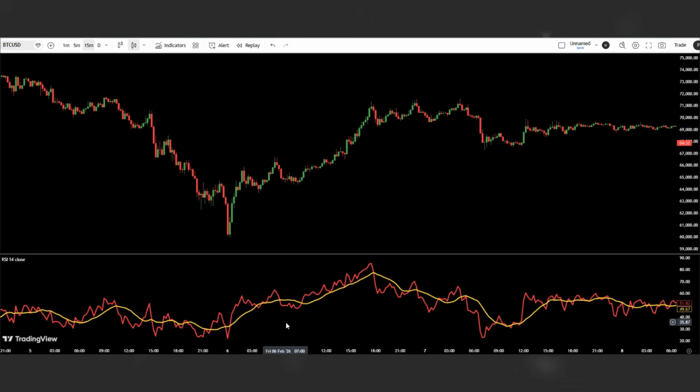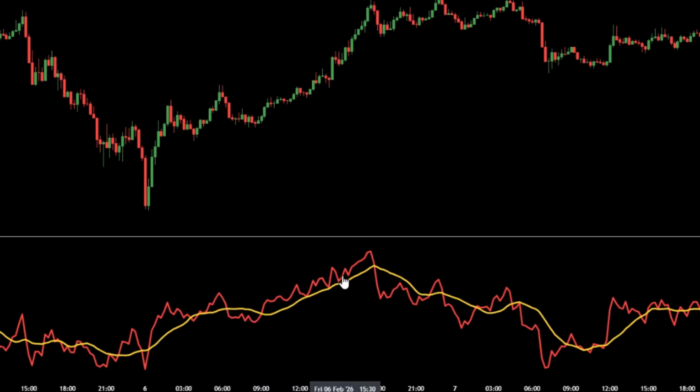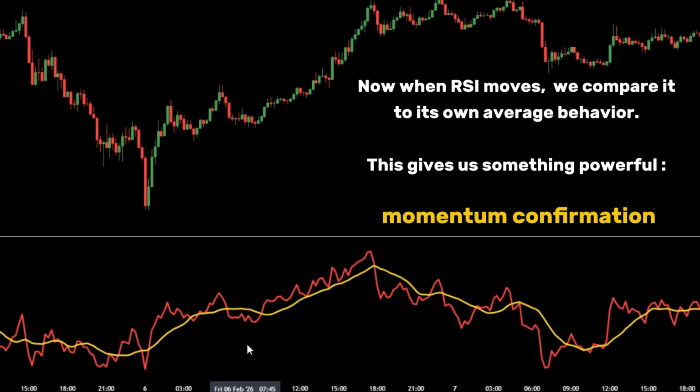What does smoothing mean? It means we remove small fluctuations and keep the general direction. Normal RSI shows raw data. RSI MA shows filtered momentum. Now when RSI, the red line, moves, we compare its behavior to its own average, the yellow line, and this gives us something powerful, momentum confirmation.